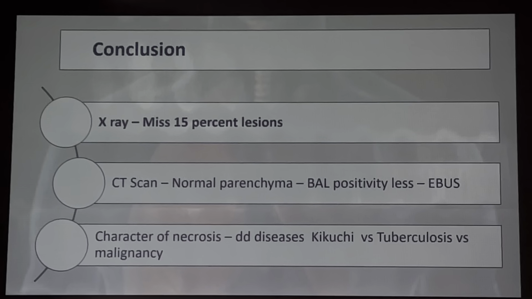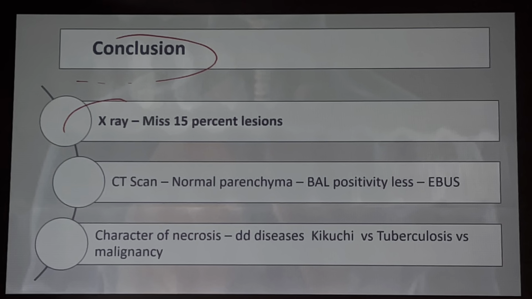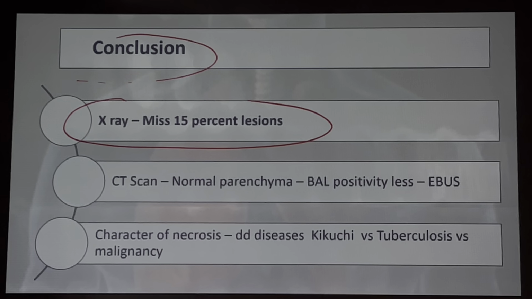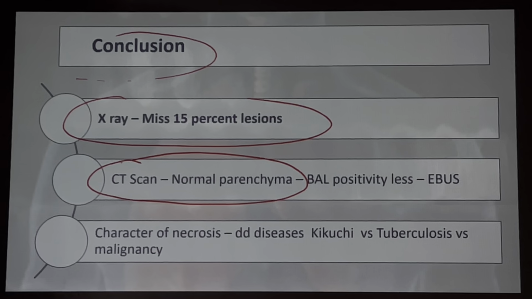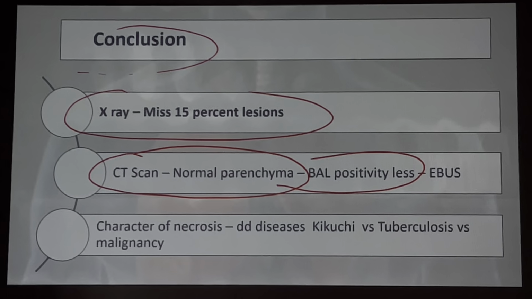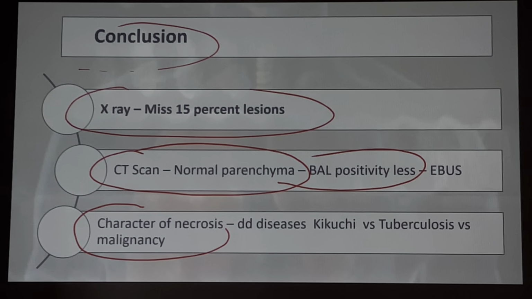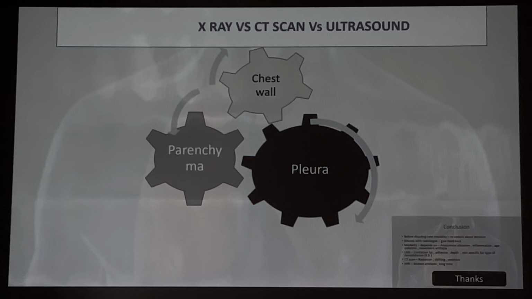So if we conclude this present CT scan part, X-ray misses 15 to 20% of the lesions, we all know that. CT scan, if you find normal parenchyma, very likely your bronchial lavage may miss the bulk which you want to detect. Character of necrosis gives you an idea about whether it's Kikuchi, tuberculosis or malignancy. So this may be another 2 minutes I am going to take.